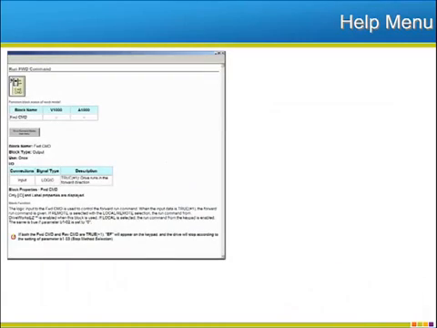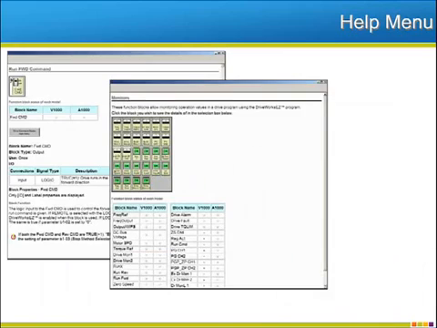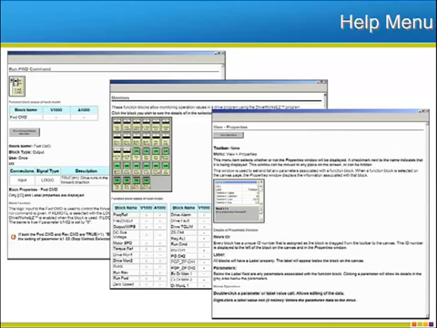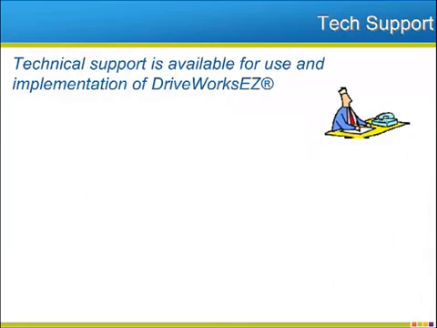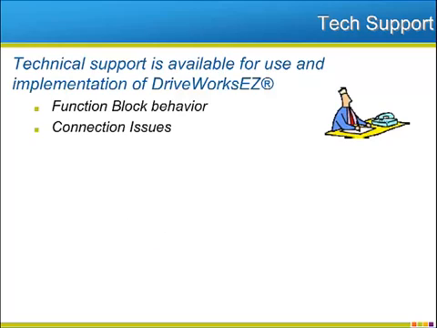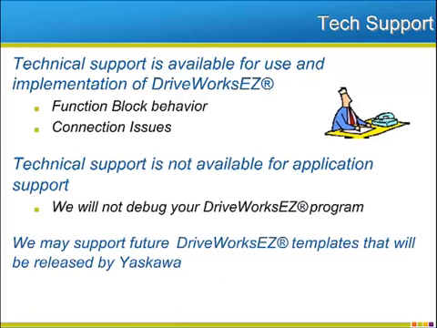DrivesWorksEZ has a comprehensive help file. It includes complete descriptions of each function block, as well as connection type and associated parameters. Search capability and an index help the user find the information they need quickly. If the help file doesn't answer all of your questions, Yaskawa technical support is available. We will help you understand how the function blocks work and connect to each other. We can also solve any issues you may have connecting to the drive. However, the responsibility of writing the program and modifying it to fit the application falls on the user.